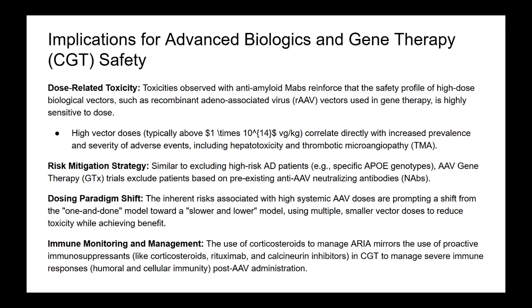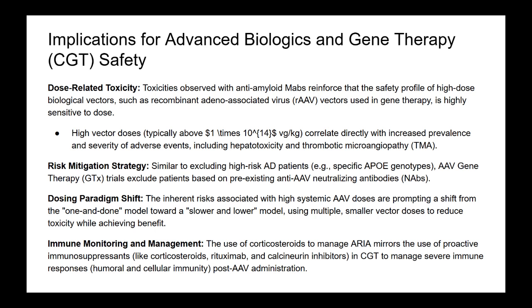Observations from toxicities associated with anti-amyloid monoclonal antibodies provide important lessons. These include the importance of understanding dose-dependent toxicity, managing immune responses, and stratifying patient risk. Similar to how the risks of anti-amyloid treatments increase with certain patient characteristics and specific therapeutic mechanisms, the safety profile of recombinant adeno-associated virus vectors is highly sensitive to dosage. Typically, high doses, often exceeding 1 trillion viral genomes per kilogram, are required for treating conditions such as neuromuscular diseases.